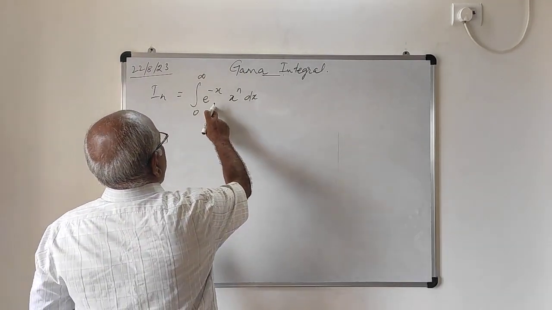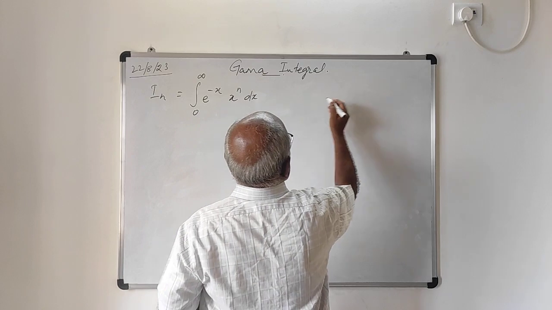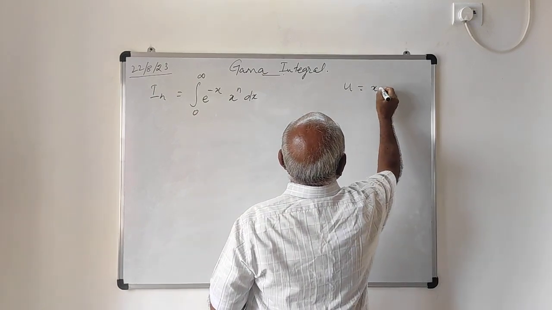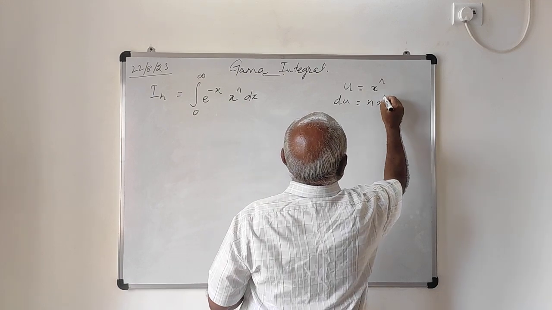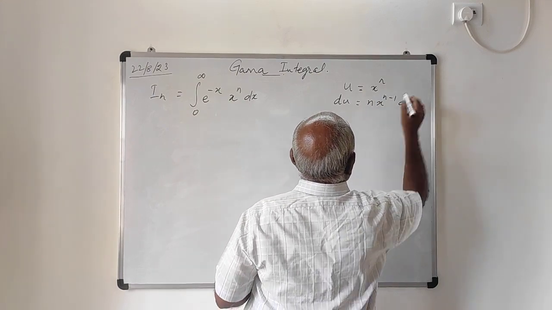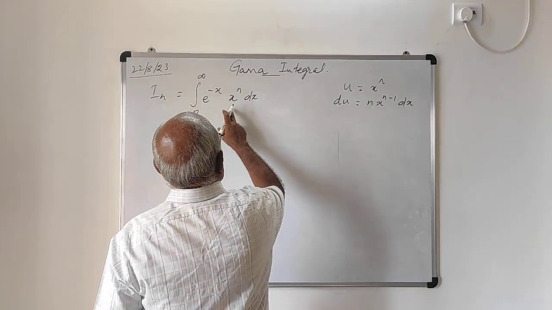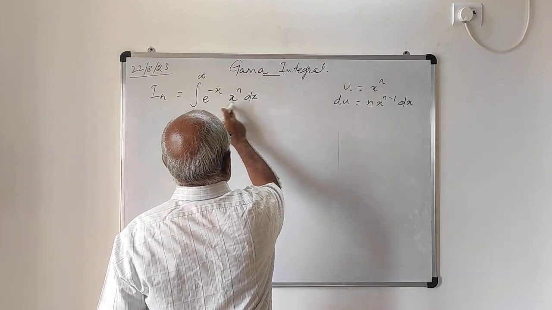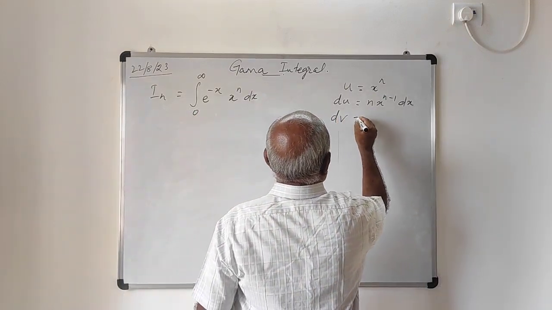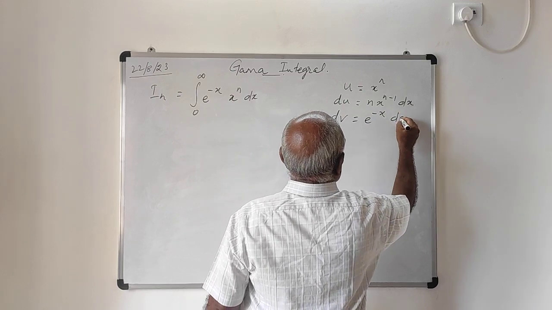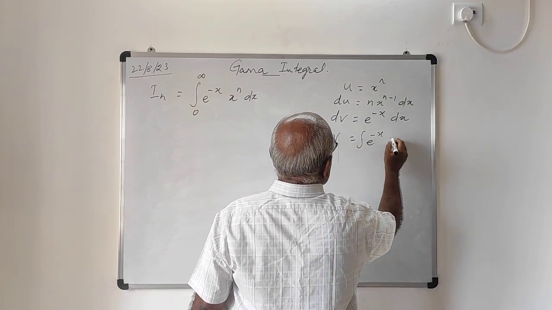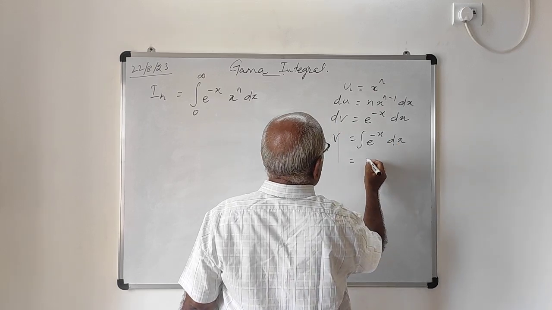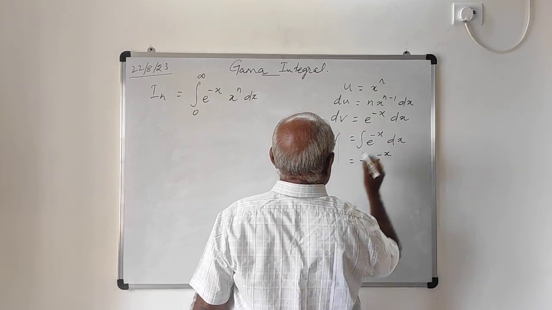To evaluate this integral, you consider u equal to x power n. Therefore, du equal to n into x power n minus 1 into dx. And dv is e power minus x dx. Therefore, v is the integral of e power minus x dx, that is minus e power minus x. That is v.